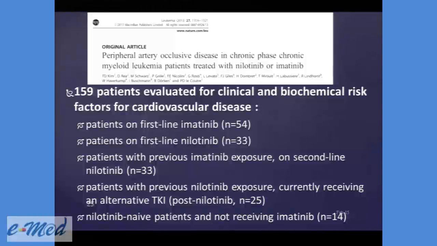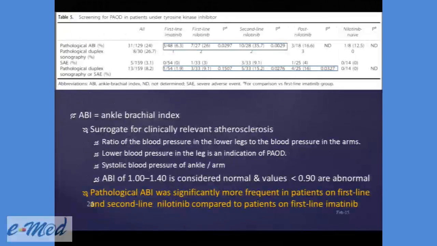The largest trial evaluating the occurrence of peripheral arterial occlusive disease in CML patients treated with nilotinib compared to imatinib included 159 patients evaluated for clinical and biochemical risk factors for cardiovascular disease. You can see on the slide the different subgroups according to treatment. Here you can see the results of this large trial.